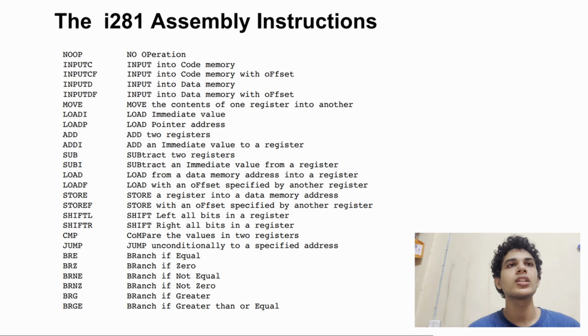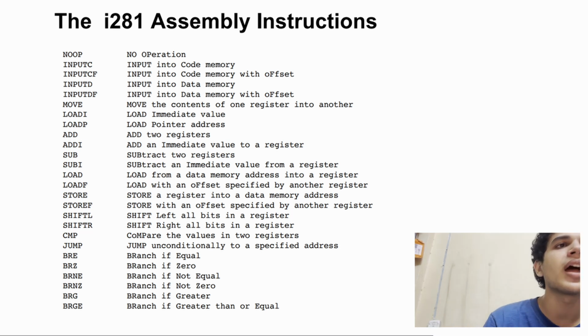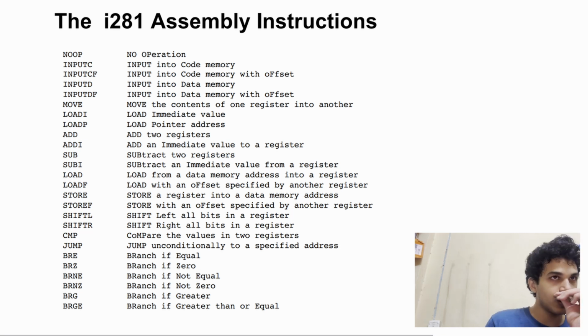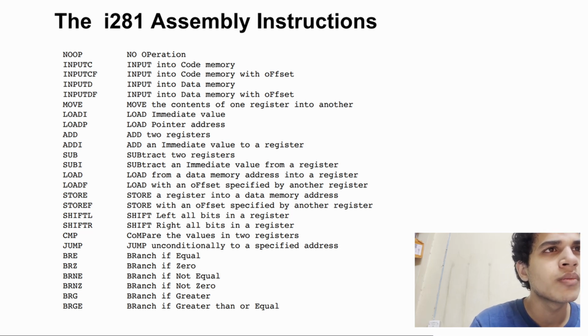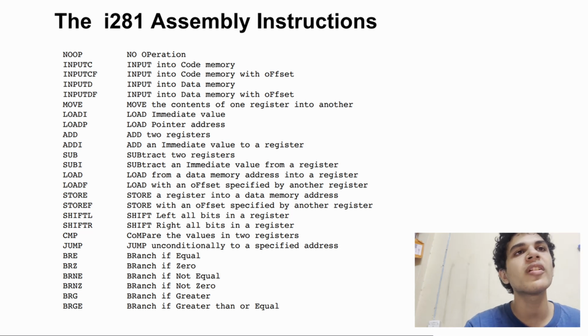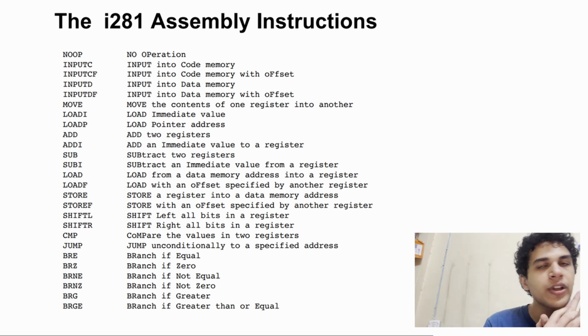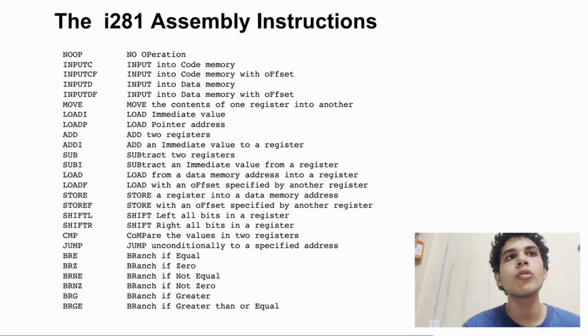Now let's talk about some of the assembly instructions on the i281 CPU. As you can see here, this is somewhat close to a minimal set of assembly instructions, and let me talk about what it contains. NOOP is no operation. Input C means you input a value into the code memory. Then the offset version means, say we have arrays that we want to store in the code memory, an array is referenced by a pointer to the initial value plus an offset. So inputting CF inputs into the code memory with an offset.